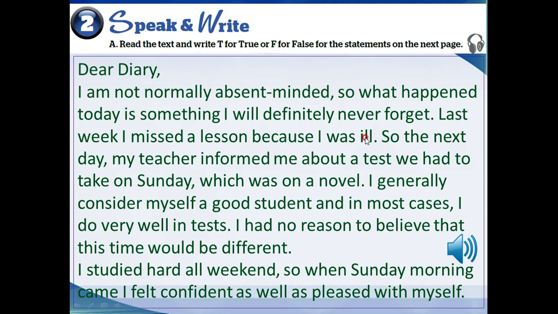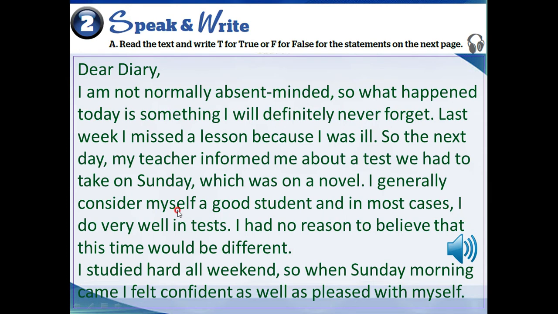I was sick. So the next day, my teacher told me or informed me about a test we had to take on Sunday. The teacher told me that we were going to have a test on Sunday, which was on a story with imaginary characters and events. يبقى قصة خيالية بأحداث وشخصيات خيالية اسمها novel. يبقى الاختبار كان عن رواية أو قصة.